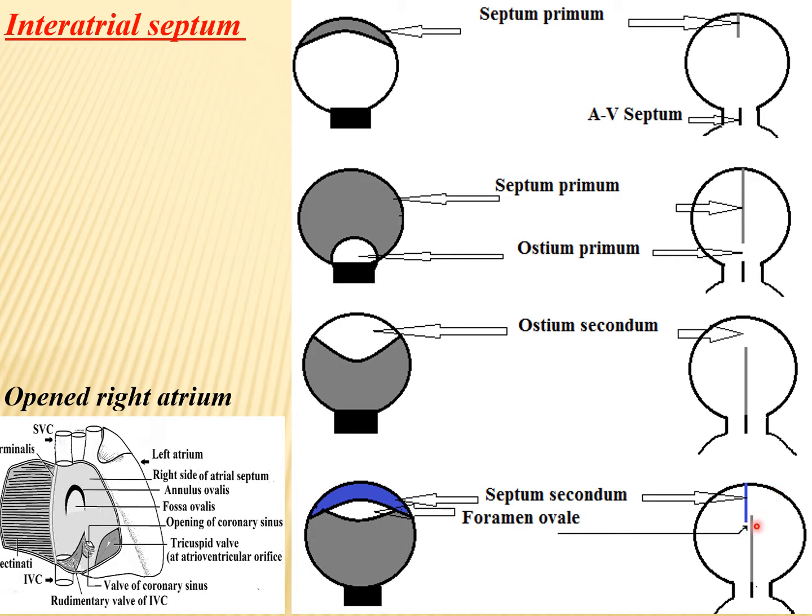The gap between the lower edge of the septum secundum and the upper edge of septum primum is called foramen ovale. That remains open till birth. It closes immediately after birth. Then, this is the development of the atrial septum, or interatrial septum.